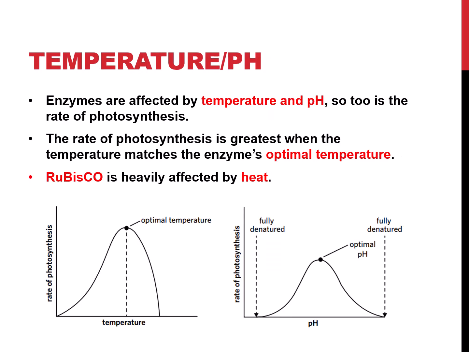We have temperature and pH, two really, really important factors. Especially temperature, because that really heavily affects Rubisco. And of course, pH will affect things if it's too acidic or too alkaline. Unless it's something like an extremophile, like an acidophile, it will not be able to survive. All right, so you can see the graphs here.